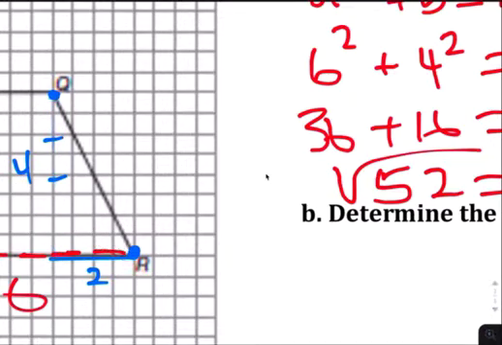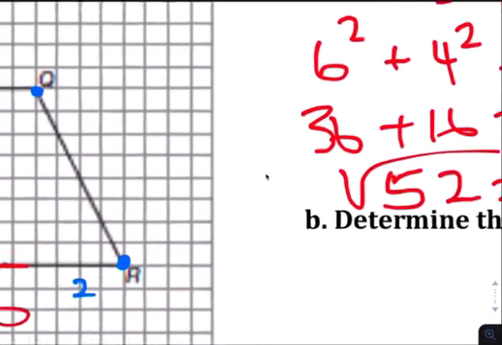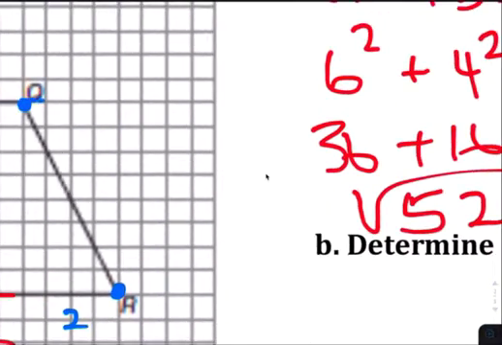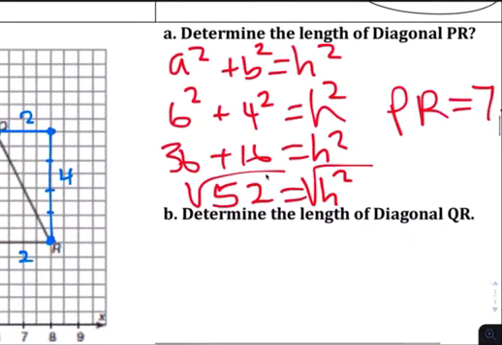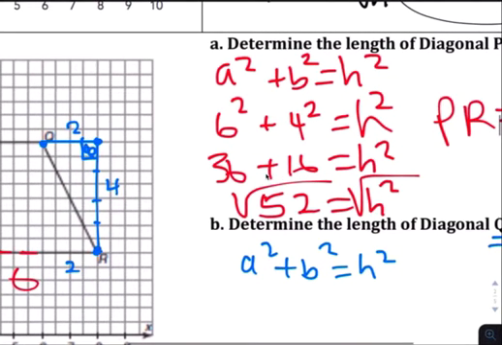Or you can go Q sideways 2, down to R. So 2, 4 also, 1, 2, 3, 4. Same, right? So a squared, with the 90 degrees right here, plus b squared equals the hypotenuse squared, which is QR. QR is the hypotenuse here.